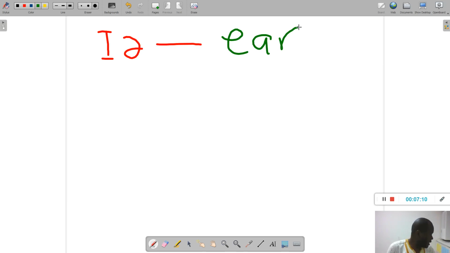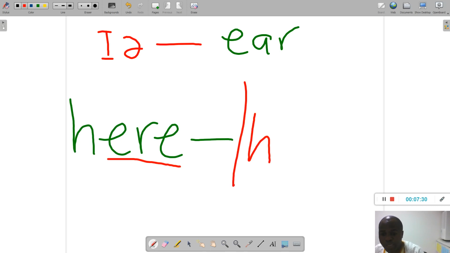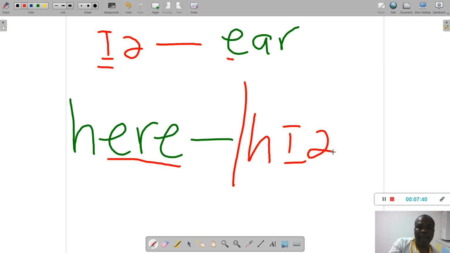So we are going to have an example like here. Let me use a different color. Here, there, remember, here. So this word here, if you write the IPA, it's going to be H, and the whole of this is going to be represented with this sound. So it's going to be H, ear, here. Good.